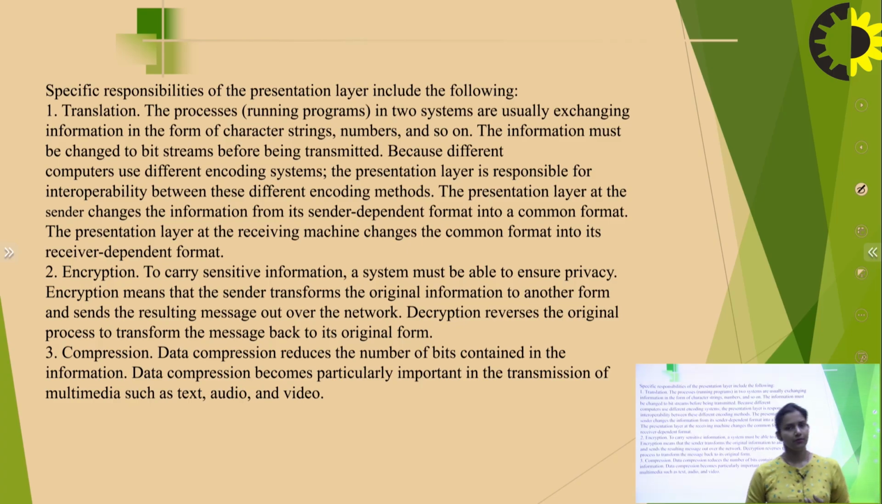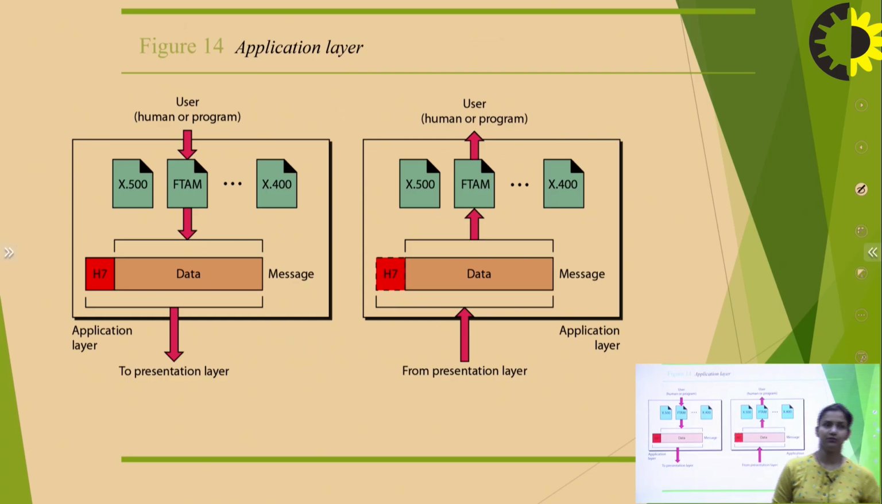Then we have compression. We do the compression on this layer only. Data compression becomes particularly important for large files, like very large multimedia, audio, video, and anything similar. Now we have the application layer.